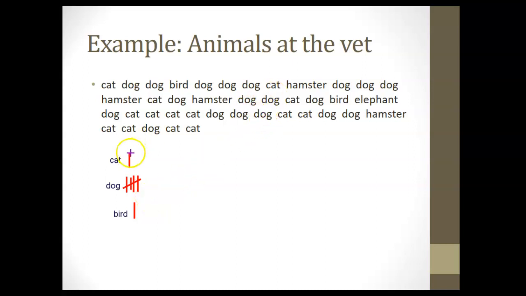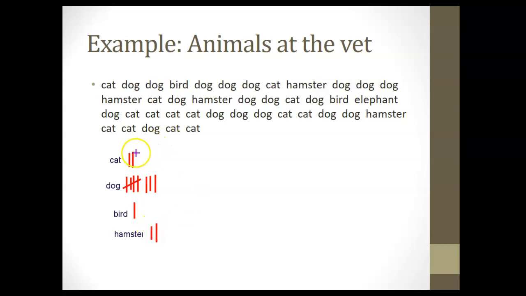Next animal to come along is a cat. Then next we have a hamster. So that gives us a new category here. So make a mark for that. Then we have another dog, and another dog, and another dog. Notice we're at the end of the first line now. Now we have another hamster.